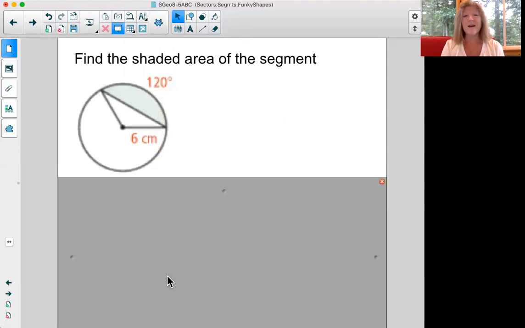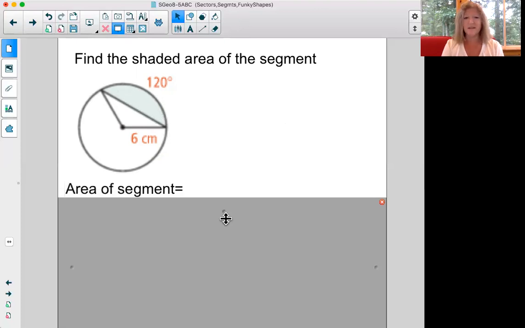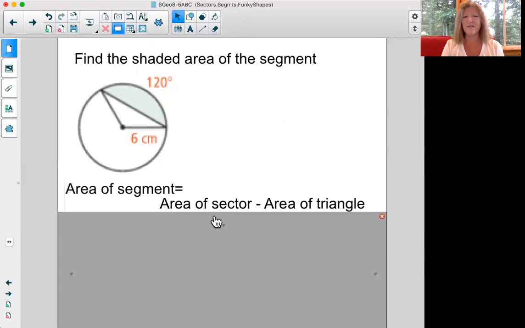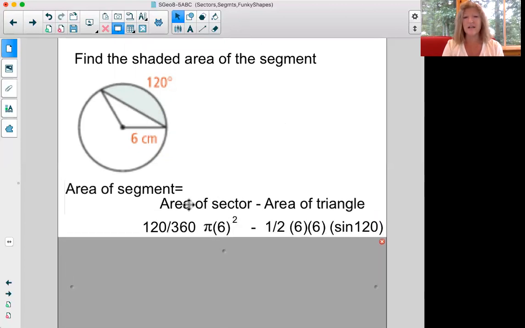So pause, practice on your own paper, find the blue shaded area, and then press play for the solution. The area of the segment is the area of the sector minus the area of the triangle. And so to get the area of the sector, it would be a fraction of the whole circle, or 120 over 360 times pi r squared, where r is 6, minus the area of the triangle.